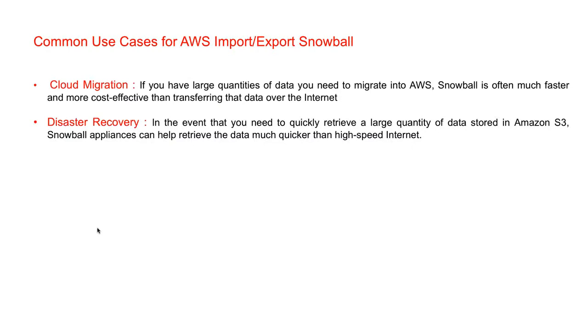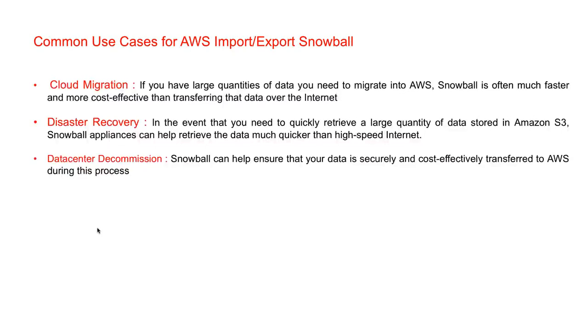Disaster recovery. In the event that you need to quickly retrieve a large quantity of data stored in Amazon S3, Snowball appliances can help retrieve the data much quicker than high-speed internet. Data center decommission. So Snowball can help you ensure that your data is securely and cost-effectively transferred to the AWS during this process. So in the event you want to decommission or shut down your entire data center, in that very case you can quickly and effectively transfer your data.